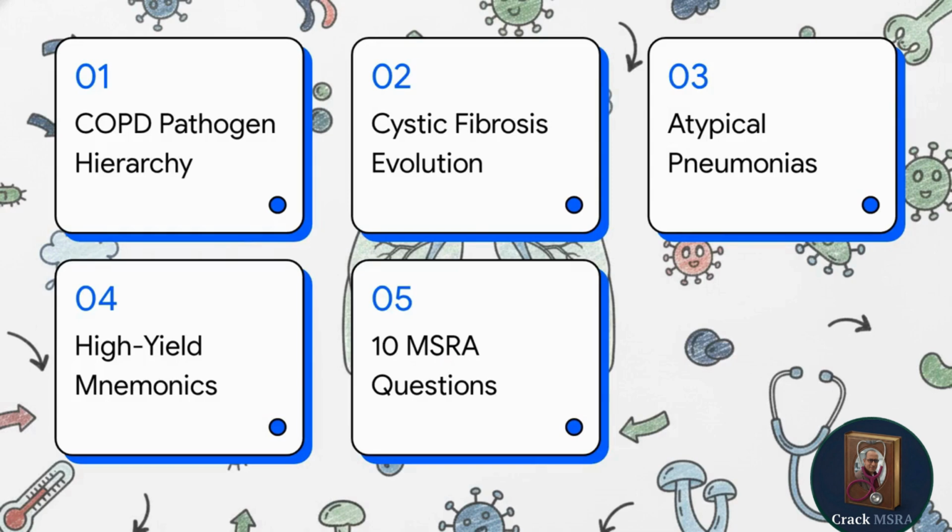Here is our roadmap for this explainer. 1. The COPD pathogen hierarchy. 2. The cystic fibrosis evolution trap. 3. Atypical and severe pneumonias. 4. Some seriously high-yield exam mnemonics. And 5. We'll wrap up with 10 rapid-fire MSRA questions to test your active recall.